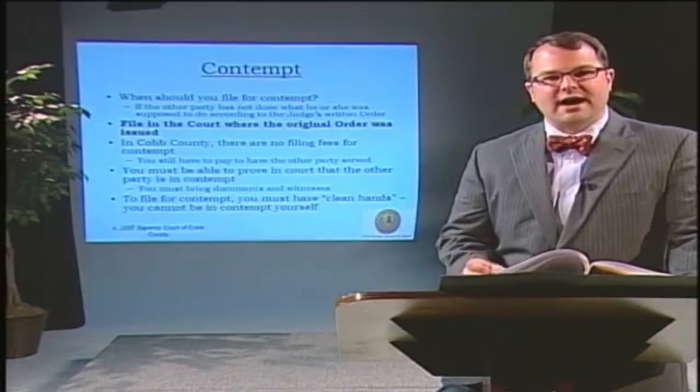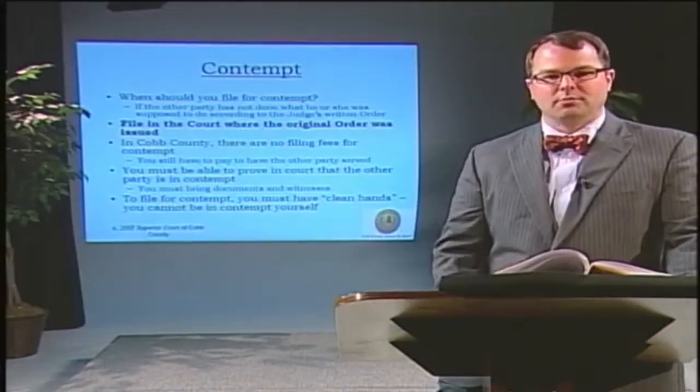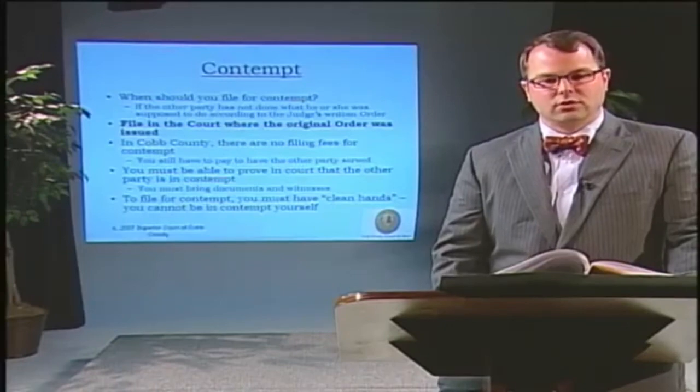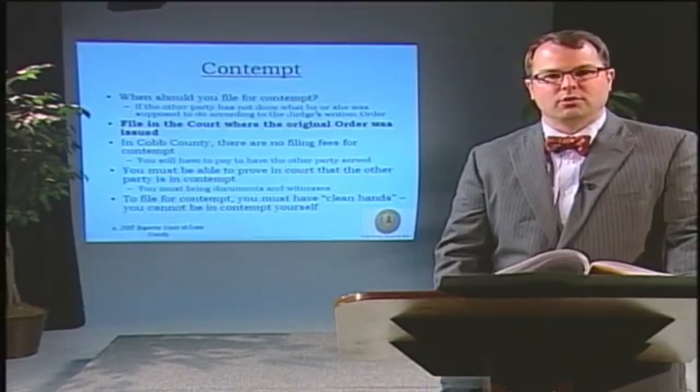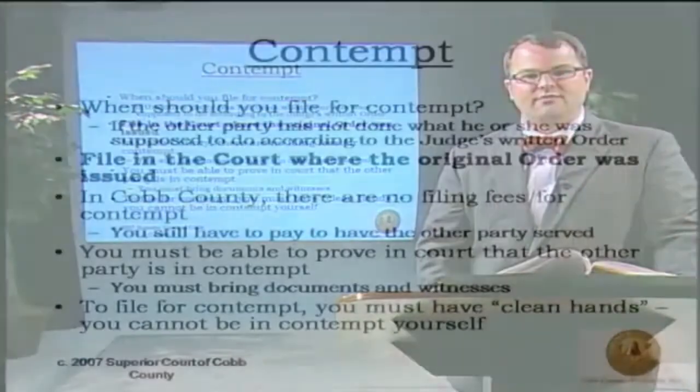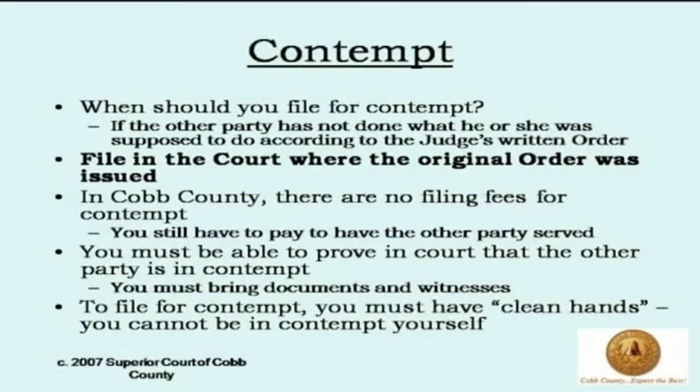So where do you file a contempt action? Earlier you heard me say that you file almost every family law action in the county in which the person you're suing resides. Contempt is an exception to this rule. You file a contempt action in the court where the original order was issued, the order that is not being complied with. The reason for this is because that court retains jurisdiction to see that the order it issued is enforced, and that court wants the opportunity to make sure that its order is enforced and is being complied with.